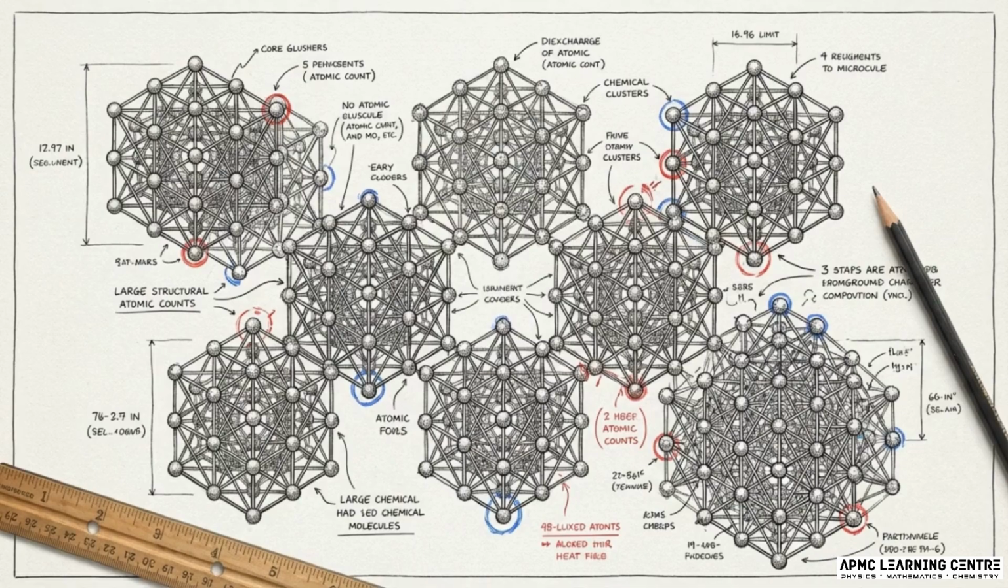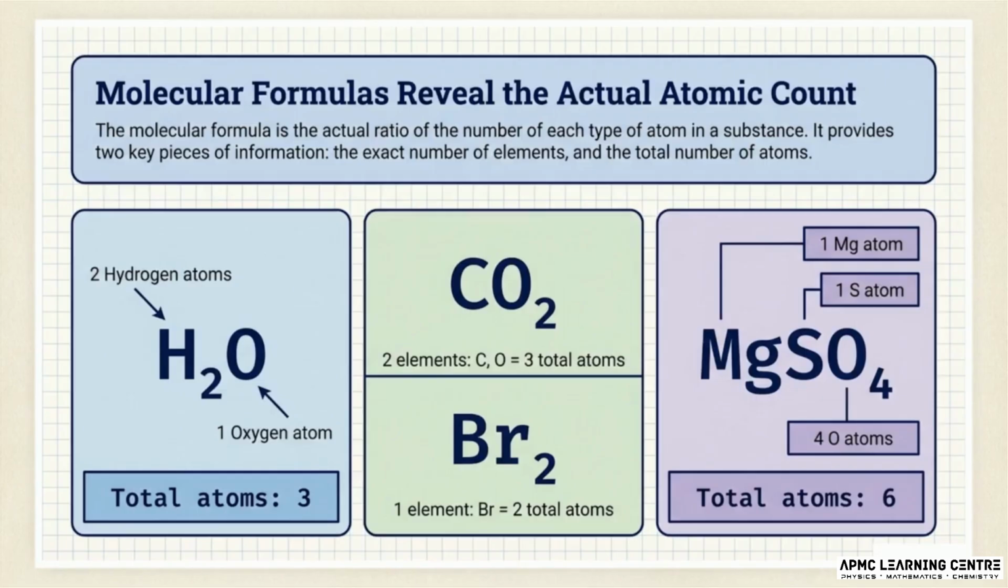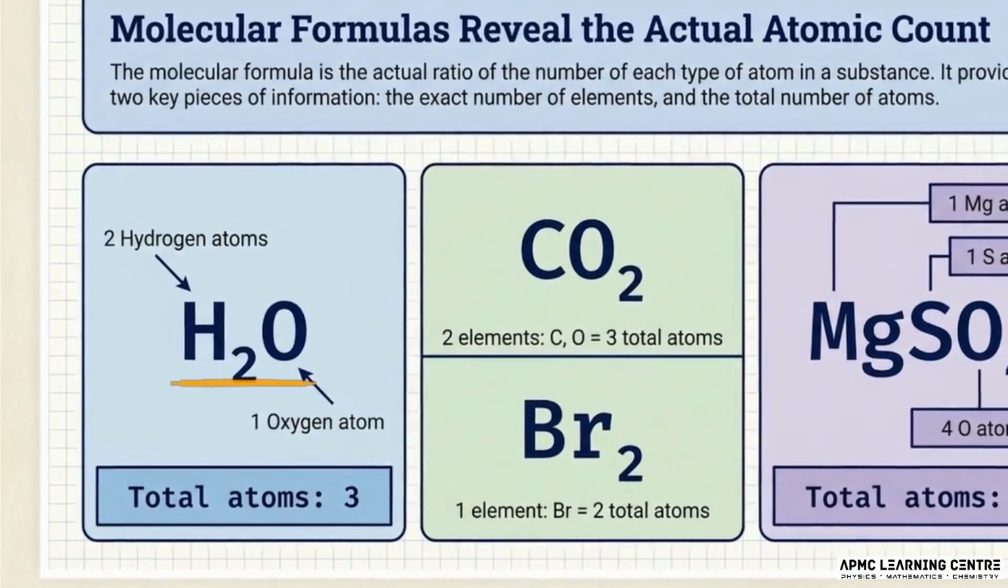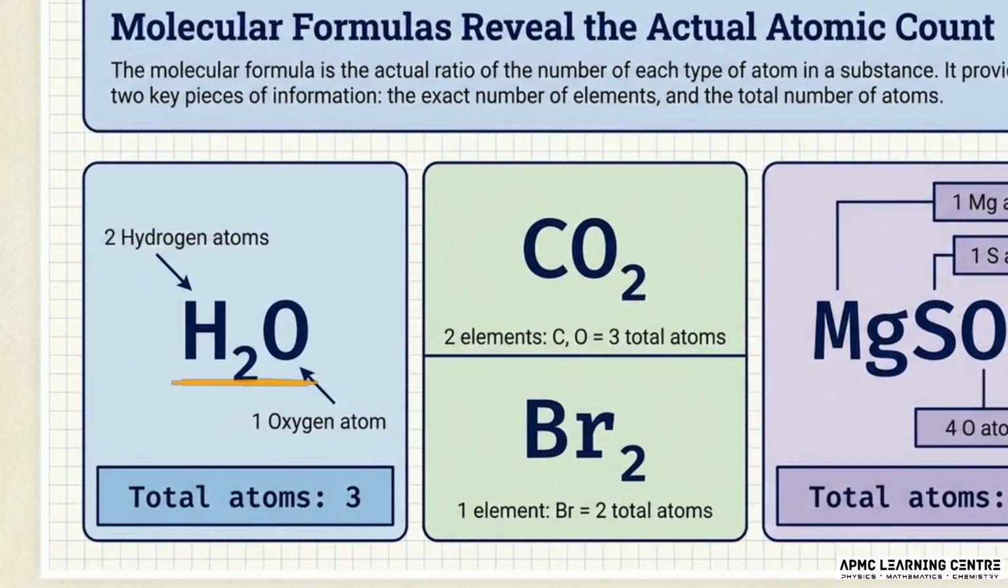Think of it as the true physical, architectural construct of a substance. It is the exact real-life recipe of a single molecule. This image shows exactly what a molecular formula reveals, a complete inventory. Look at the water molecule, H2O. The formula tells us the exact types of elements, hydrogen and oxygen, and the total number of atoms, 2 hydrogens, 1 oxygen, making 3 atoms total.